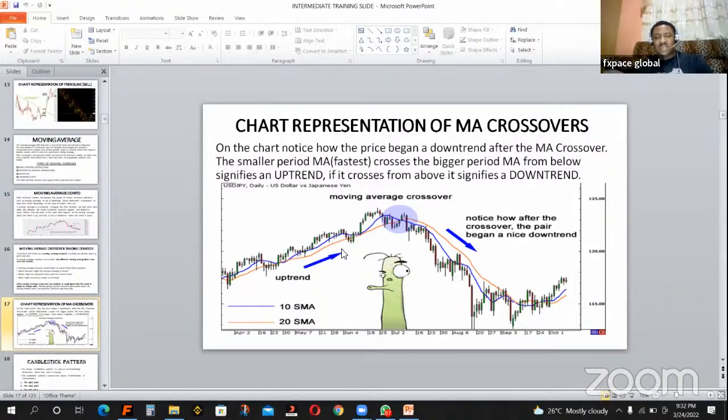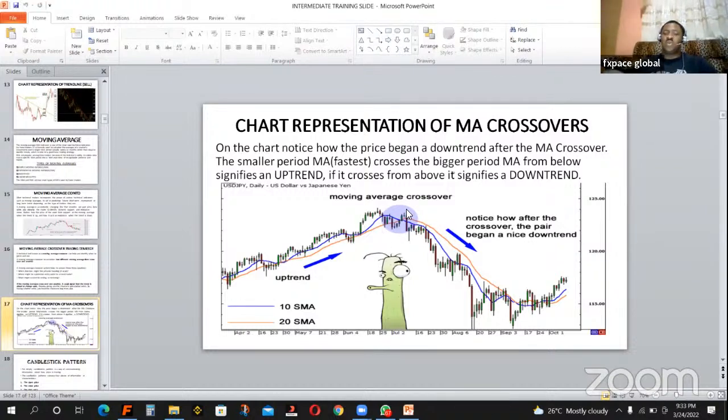Now look at this. This is a bearish market, a downtrending market. Notice how after the crossover, the pair began a nice downtrend. Look at the blue line at this highlighted point. The 10 moving average crossed the 20 period moving average from above. And as it crossed down, look, the market started selling. If you are trading using moving average, where the market crosses is your entry for a sell.